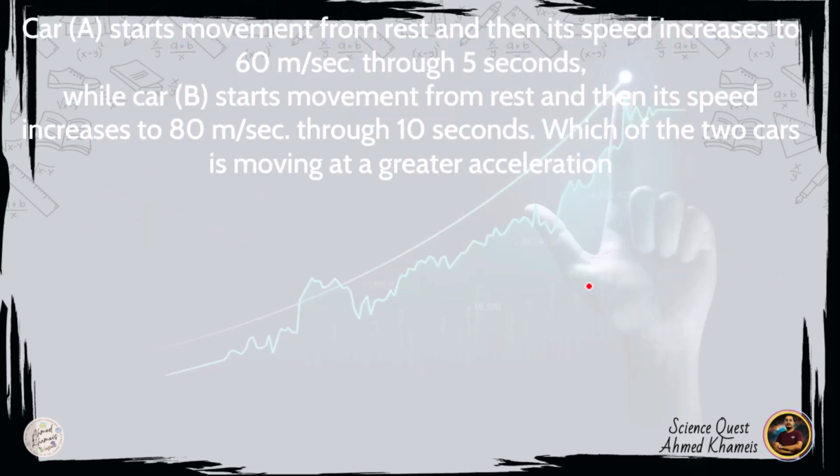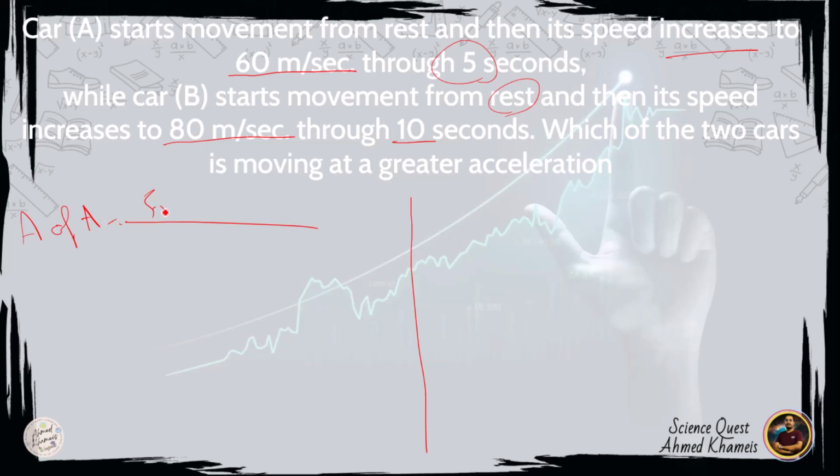Car A starts movement from rest and then its speed increases to 60 meters per second through 5 seconds. And car B starts movement from rest and its speed increases to 80 meters per second through 10 seconds. Which of the two cars is moving with a greater acceleration? So acceleration of car A equals final speed minus initial speed over time.